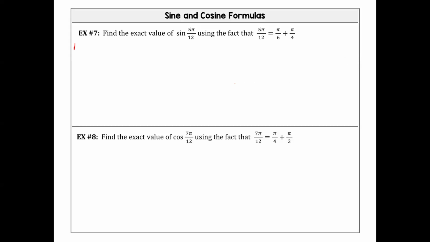Here we go, guys. So in example number 8, we're talking about finding the exact values using the sum and difference of sine and cosine rules. So here we are on example 8. Find the exact value of cosine 7 pi over 12 using the fact that 7 pi over 12 equals pi over 4 plus pi over 3. Does that make sense?